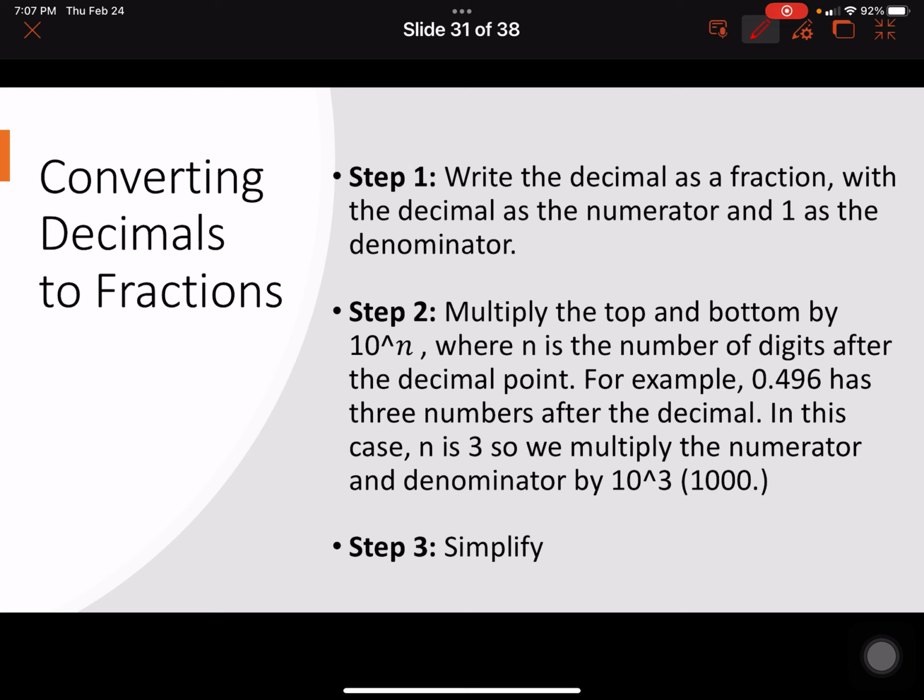Now, converting decimals to fractions can seem a little bit tough, but if you know your decimal places well, you'll be in good shape. First, you start by writing the decimal as a fraction over 1. Then you multiply the numerator and denominator by 10 to the power of n, where n is the number of digits after your decimal place. To review, 10 to the n power is just scientific notation in which the n indicates the number of zeros after 1. So, for example, 10 to the third power would mean 1,000 because there's 3 zeros here.